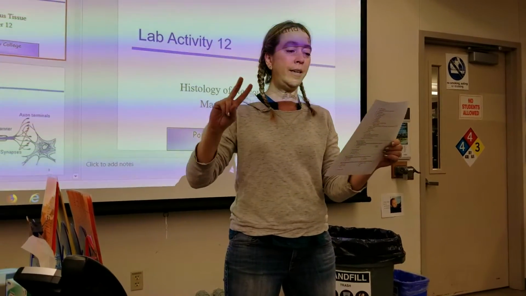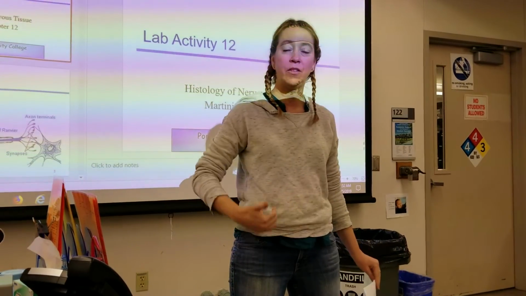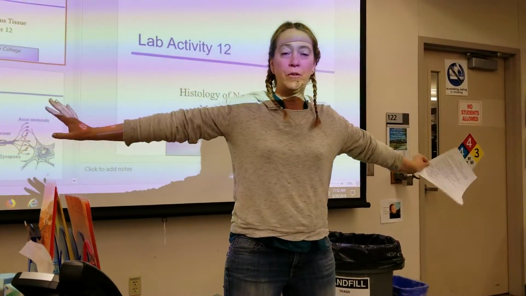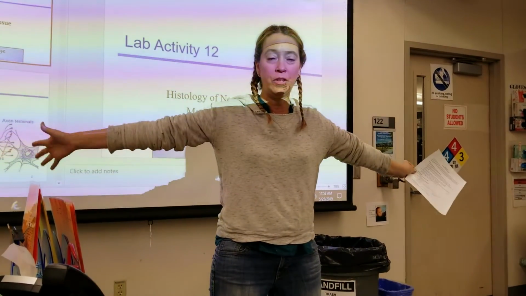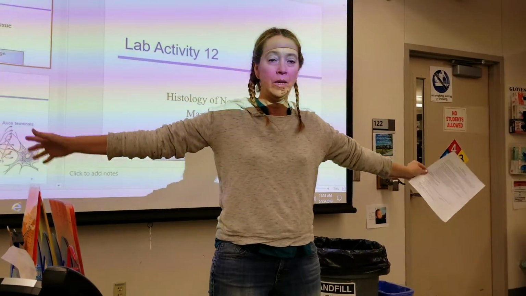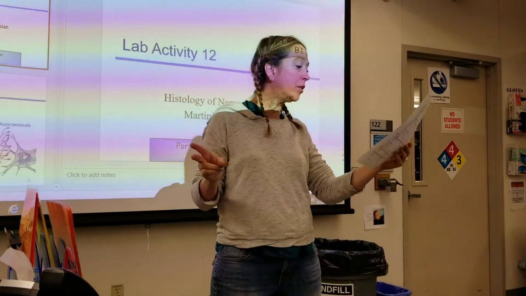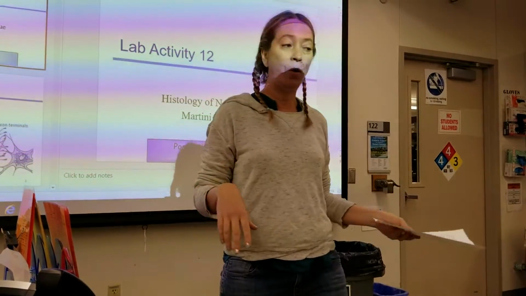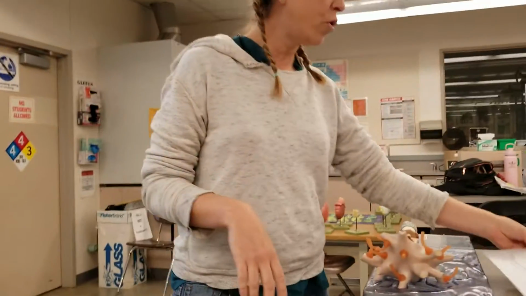So CNS and PNS. CNS, central nervous system, brain and spinal cord. PNS, peripheral nervous system. Out here, all the stuff out here, you can think about all the nerves that are out here. So that's one little thing. Now we're going to talk about nervous tissue. So first thing we're going to talk about is neurons.